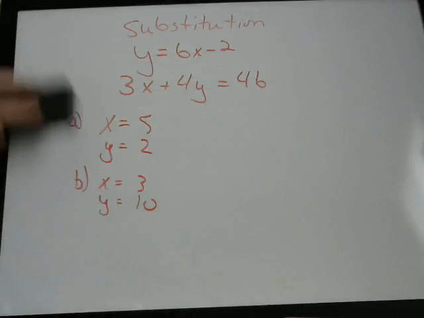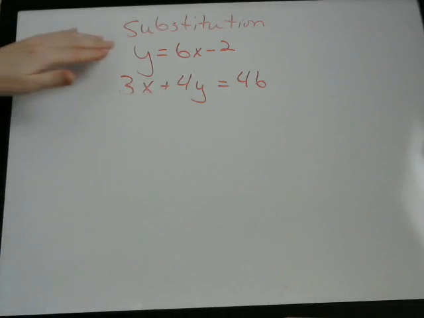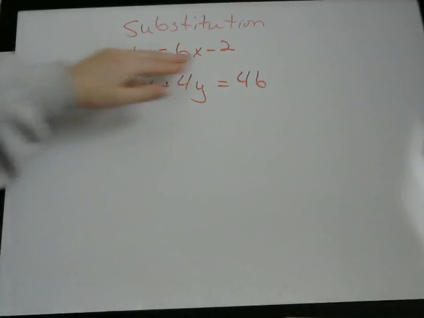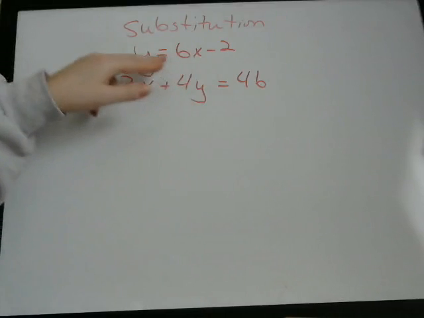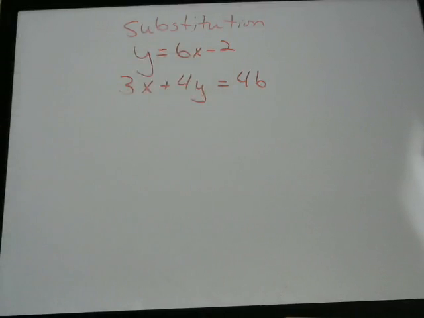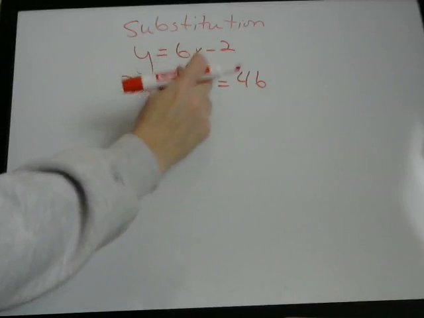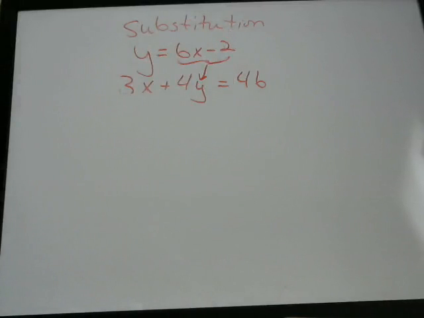There are two ways I'm going to show you how to get to the right answer. The first way is what I would deem more the algebraic way, and the second way is more trial and error. So here we have two equations: y equals 6x minus 2, and 3x plus 4y equals 46. We're going to substitute for y, since it equals 6x minus 2. We're going to substitute that in for that y. That's why this is called the substitution method.